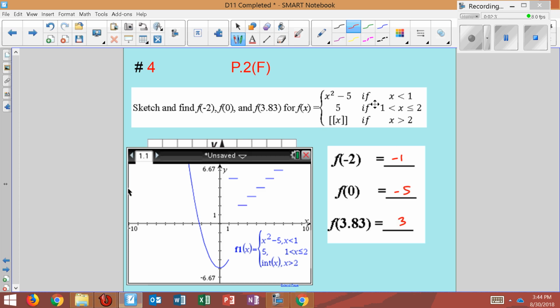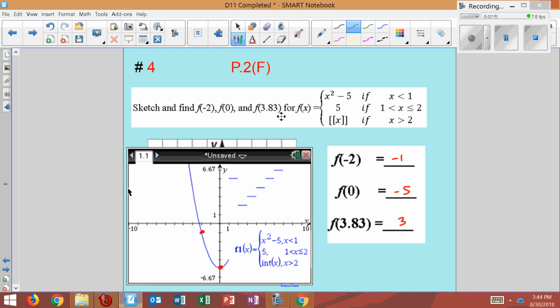Yep. And let's check to make sure. F of -2 means what's the function when x is -2? It says it was -1 right there. F of 0, what's the value here? And the value was -5.